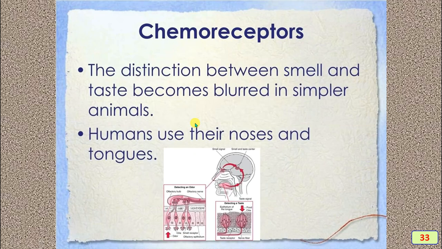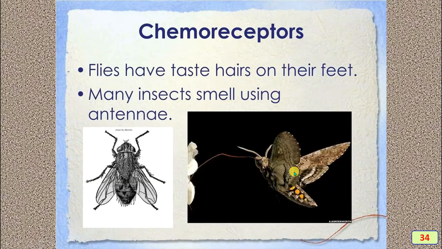With chemoreceptors, the distinction between smell and taste becomes blurred in simple animals. Humans use their nose and tongue to distinguish between smell and taste. So they have very special types of receptors.